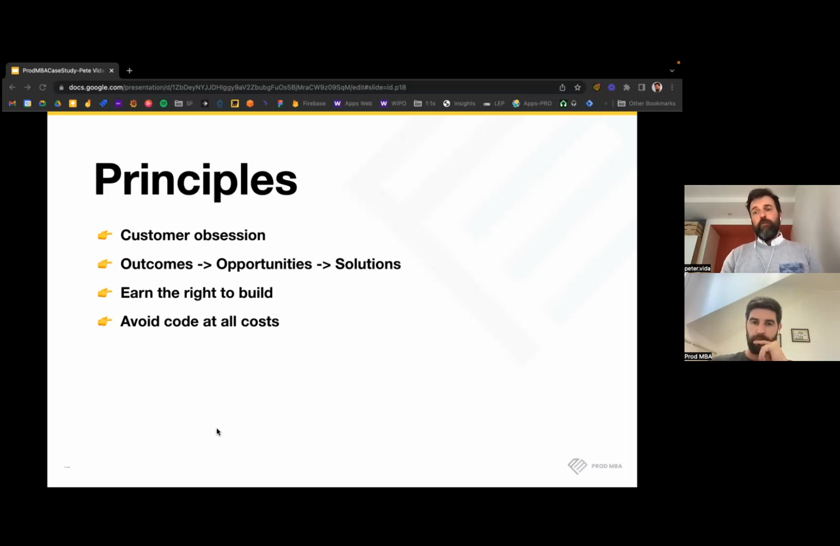So we need to do experiments. We need to validate our assumptions and opportunities before we start doing things, and avoid code at all cost. I'm not a programmer. We've been using no-code products during this journey, and I really enjoyed them. So yeah, I think this is a really brilliant way to get started with building out a product like this.